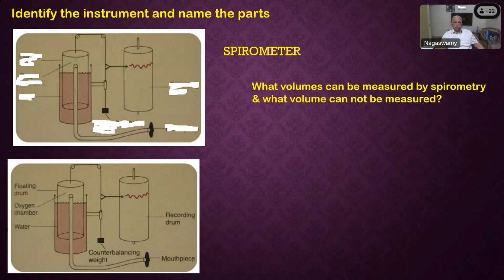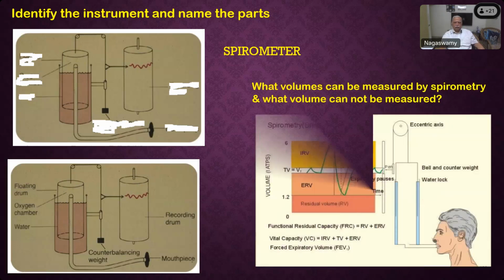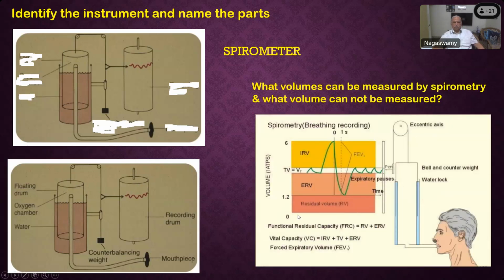What volumes can be measured by spirometry and what volumes cannot be measured? Already we have seen that. So you can measure the tidal volume, the inspiratory reserve volume, and the expiratory reserve volume. But residual volume cannot be measured. And you can also measure FEV1 and expiratory flows using this.